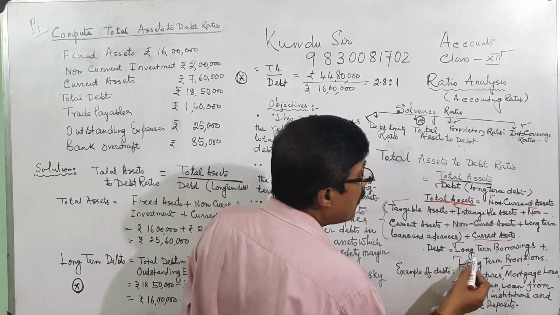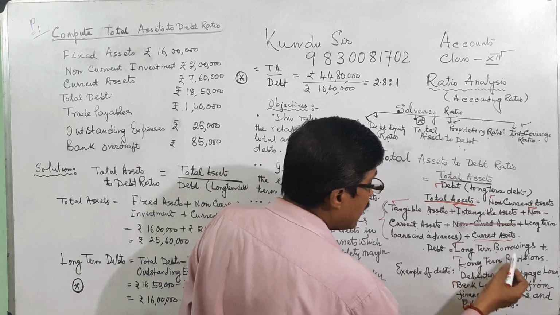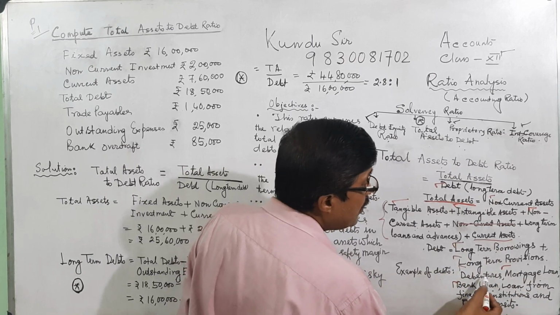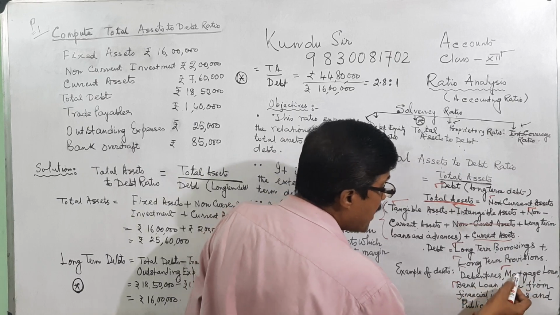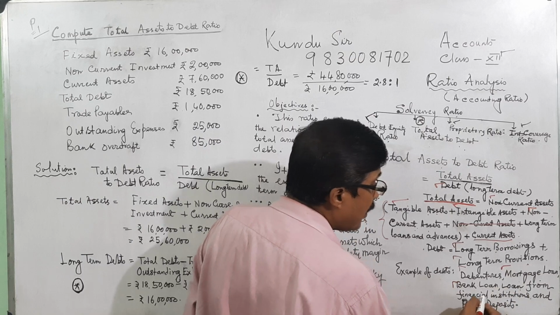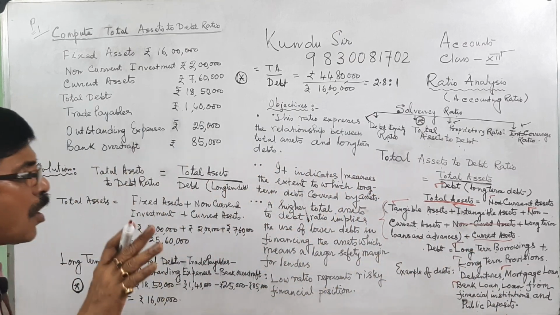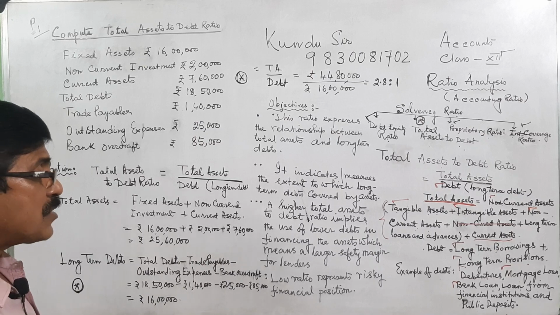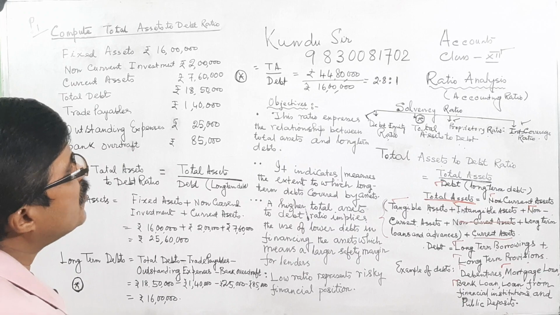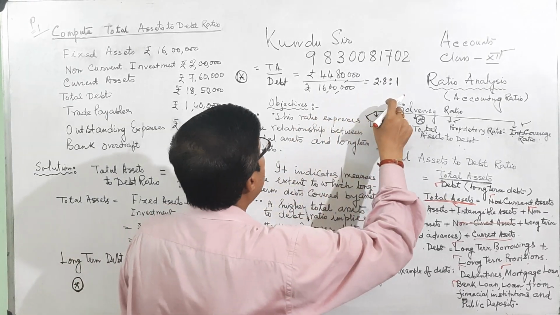The long term debt equals long term borrowing and long term provision, and the examples of the debts are debenture, mortgage, loan from bank, loan from financial institution, and the deposit accepted by the company, where the public is making deposit as a fixed deposit. Now, what are the objectives of this solvency ratio?